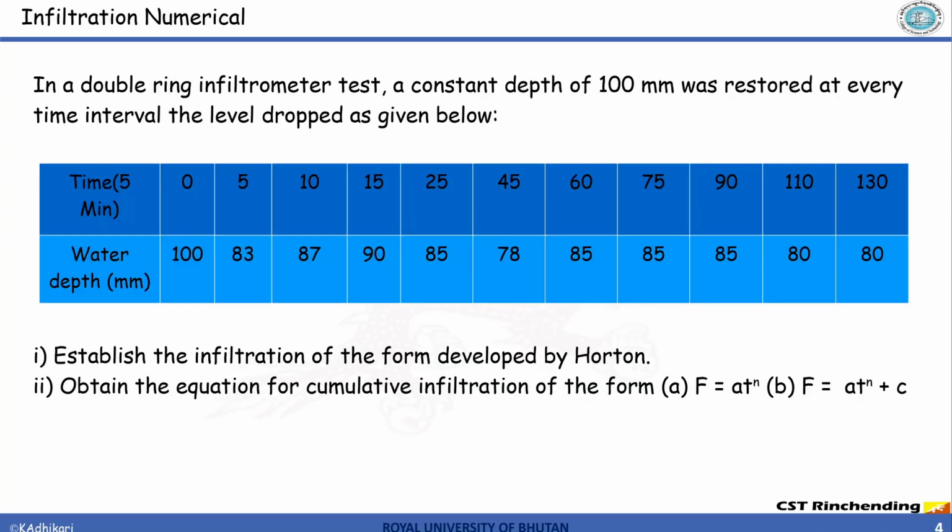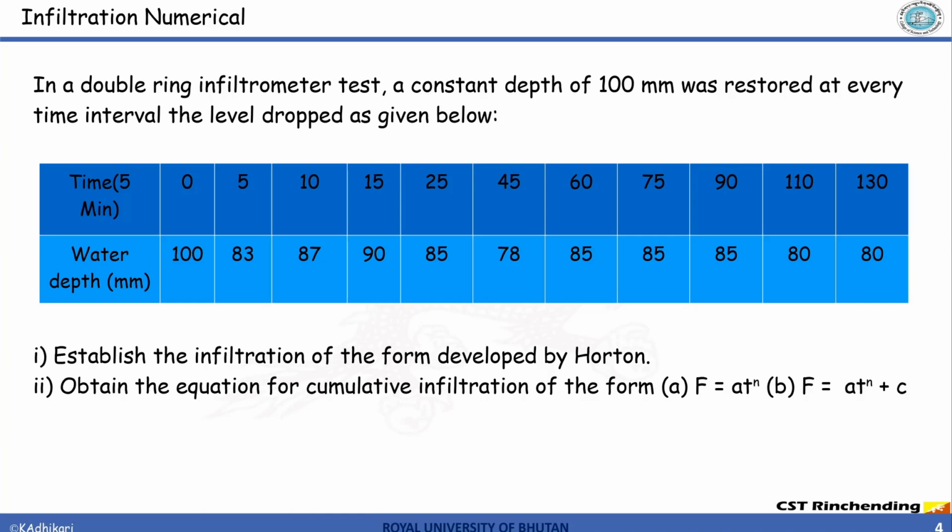Our question says, in a double ring infiltrometer test, a constant depth of 100 mm was restored at every time interval. The level dropped as given below. Time and water depth are given, so that much water has dropped, because once they have kept it at 100, again it drops, again they put it to 100, and again the water gets infiltrated. That is how the data is given here. Different people may take it differently, so you need to read the question carefully.